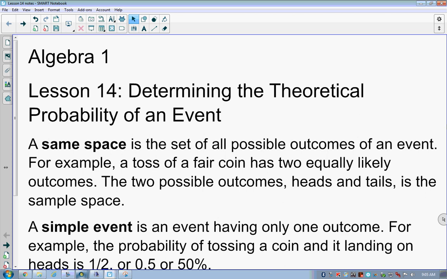Algebra 1, Lesson 14, Determining the Theoretical Probability of an Event. We're going to cover this at length as we get into it a little bit later. You're going to see how we figure probability, but I'm just going to verbally explain it right here, right now: probability is the number of desired outcomes over the number of total outcomes.